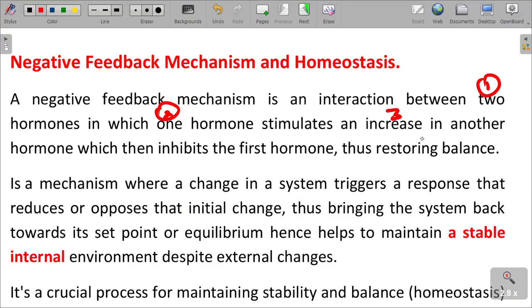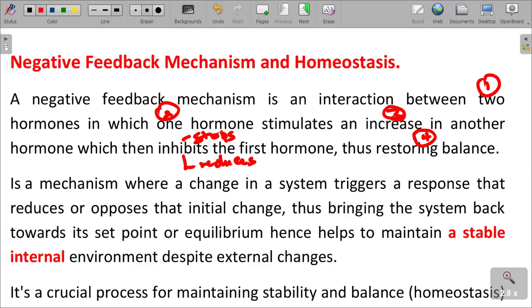So there is a balance that needs to be maintained. How is it maintained? After a hormone goes up, another hormone comes into play, which inhibits the first hormone. Inhibiting means it stops it from being secreted. It reduces the concentration or the secretion of the first hormone.